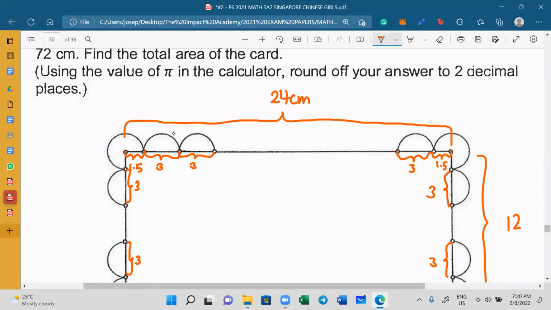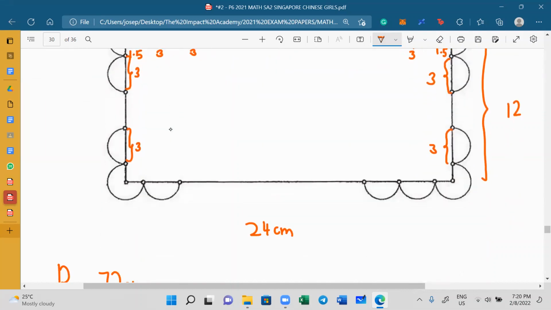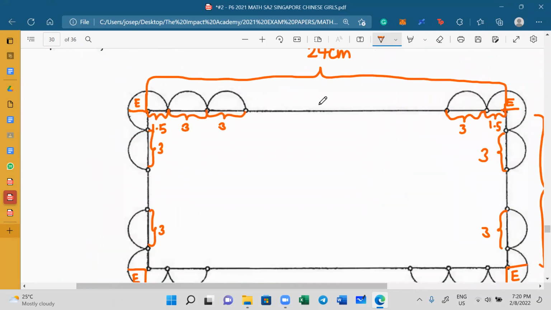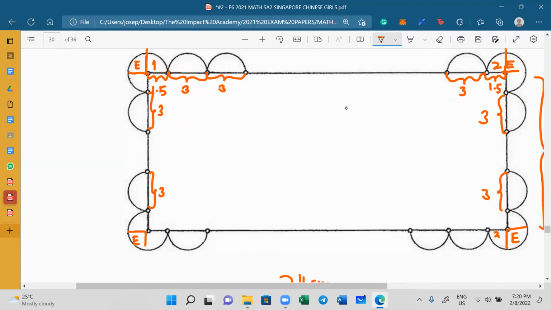I know that this is a quadrant. Can you all see that? This is a quadrant. This is another quadrant. Make sense? And there's this extra part outside, so maybe just put E, E, to show that that is the extra. And there's E. For every corner, there is an extra part. Not just that, there is also a quadrant over here. So let's call this 1, 2, 3, 4. There are 4 little quadrants at the corner.